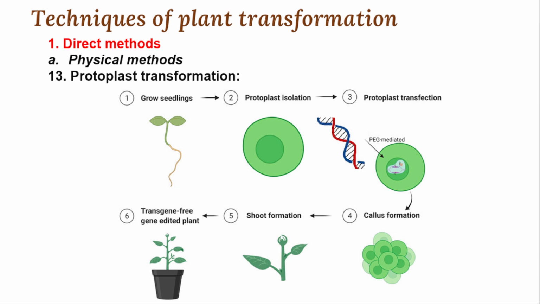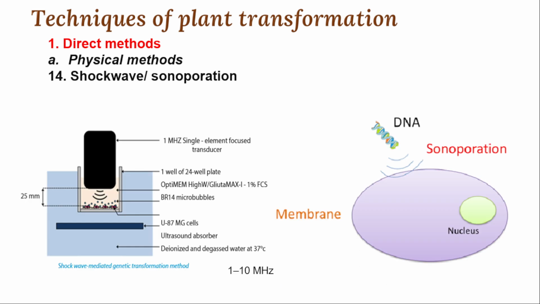We'll use liposome or other type of chemicals that contains the desired gene, and then transformation occurs, and later on we'll produce transgenic plants by protoplast transformation. And one more method in physical method is called sonoporation.